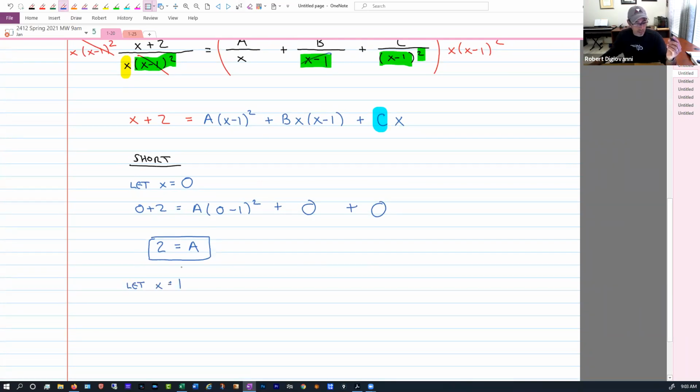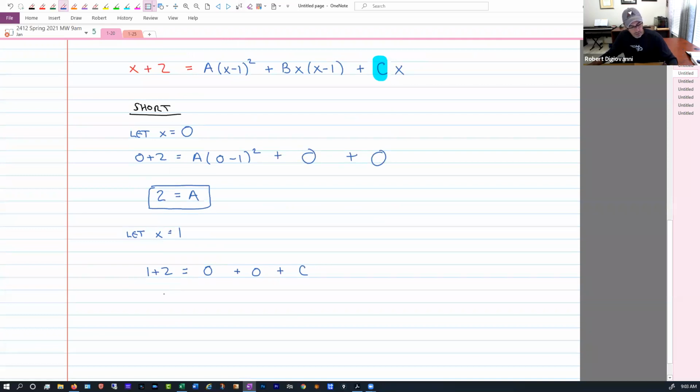And then if we let x be 1, let's rewrite everything. So just remember, you have to replace the x here with 1. So you get 1 plus 2 equals, now we know that we're going to get a 0 here. So that's going to kill that off, 0. We know that we'll get a 0 here, so that'll kill the middle one off. And then if we replace the x here with 1, we'll just get C. So solving this, we get C is 3.